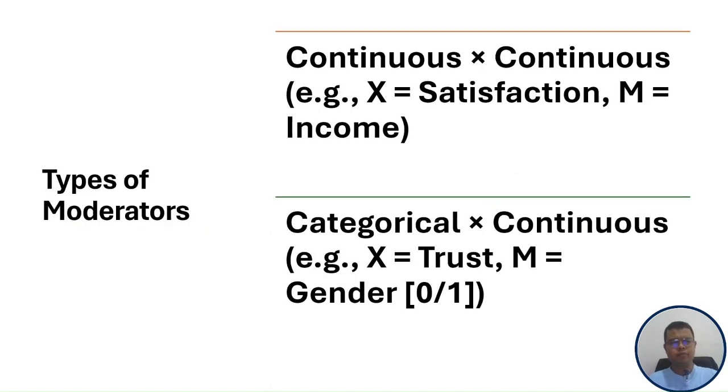So how many types of moderators are there? Actually, there are two types. Sometimes the independent variable will be continuous, and the moderator variable will also be continuous. For example, satisfaction and income, both are continuous variables. On the other hand, a categorical variable and a continuous variable. So the two types are continuous by continuous and categorical by continuous.